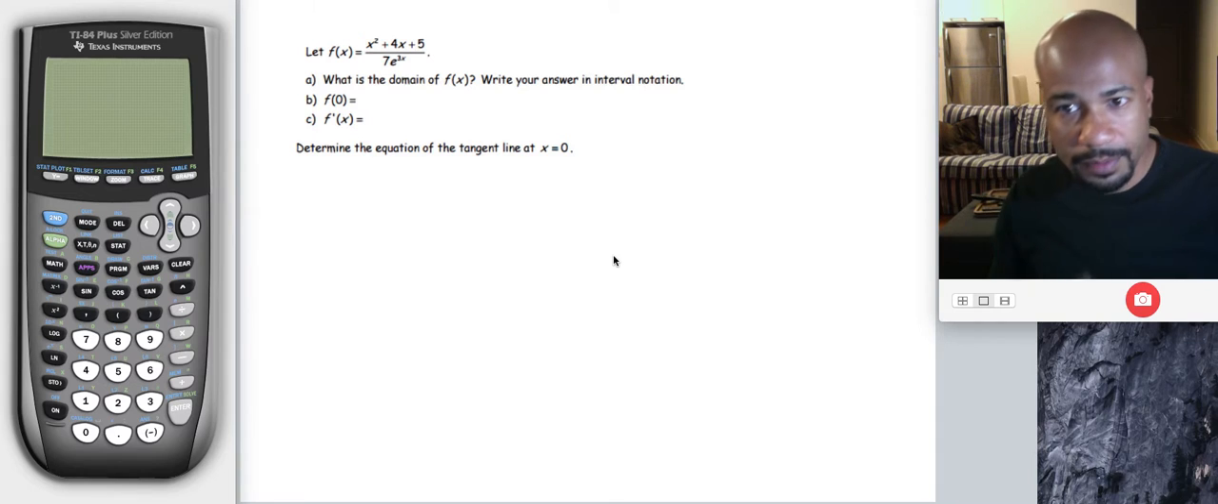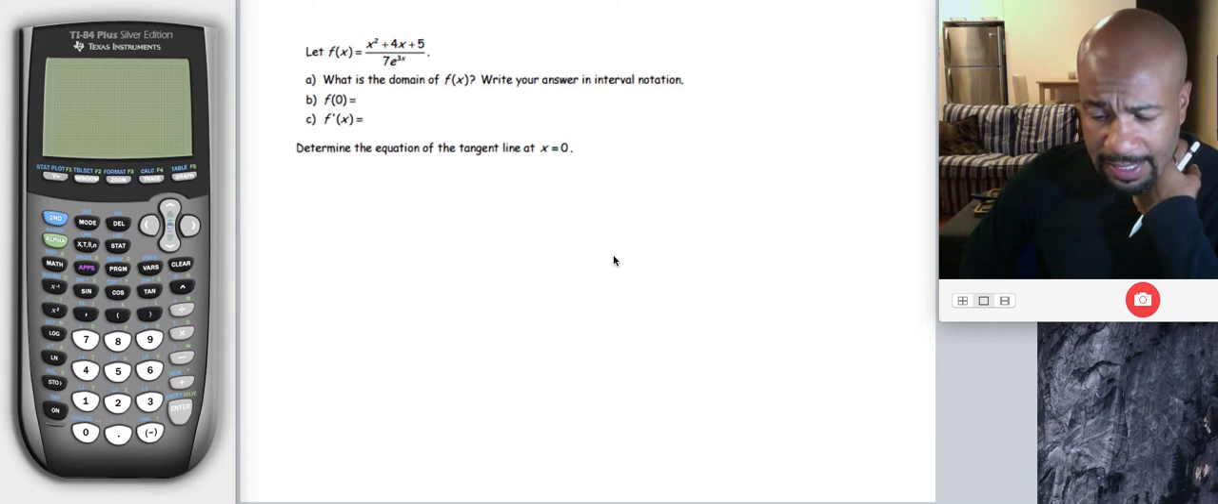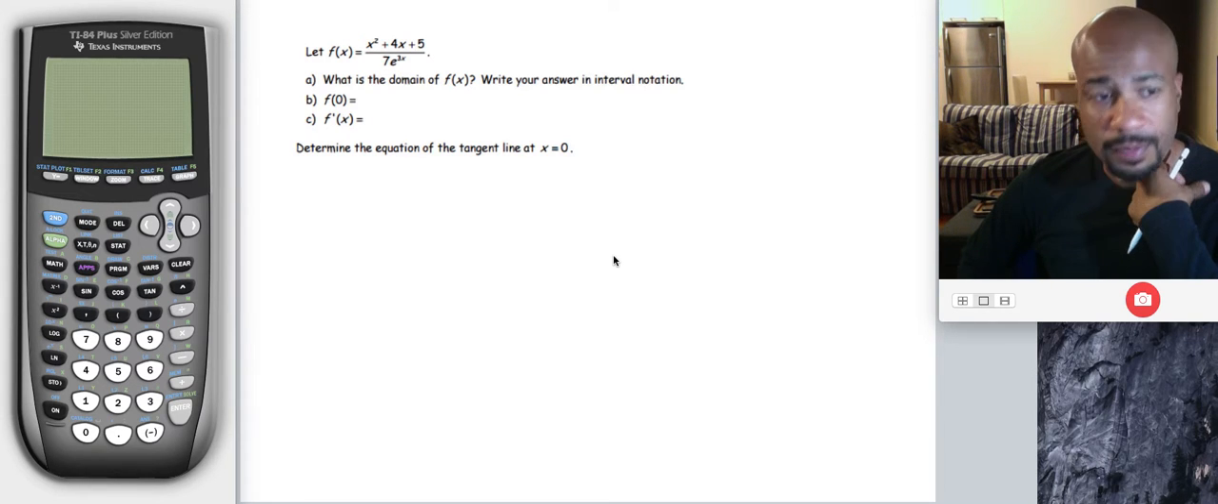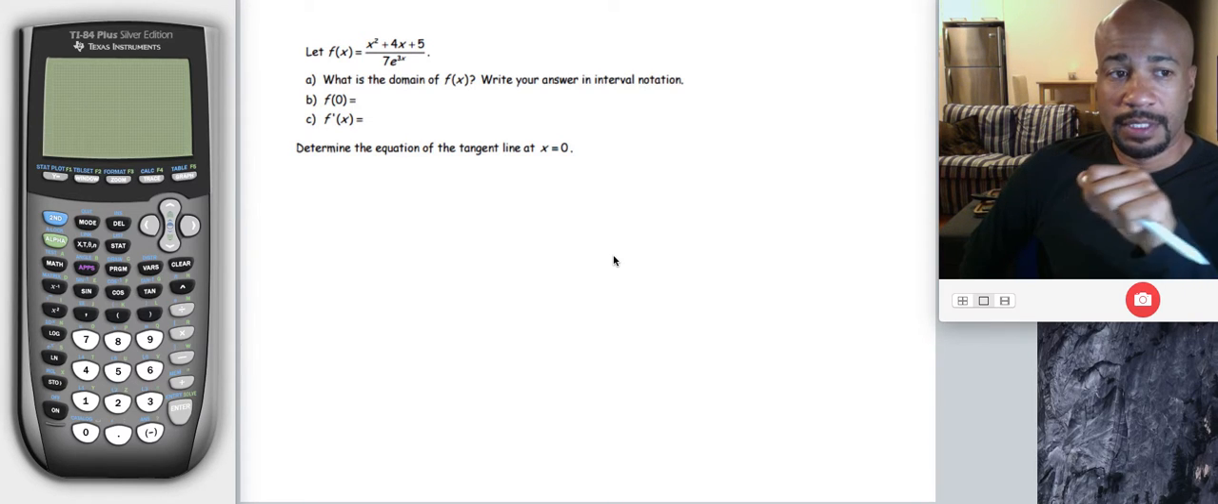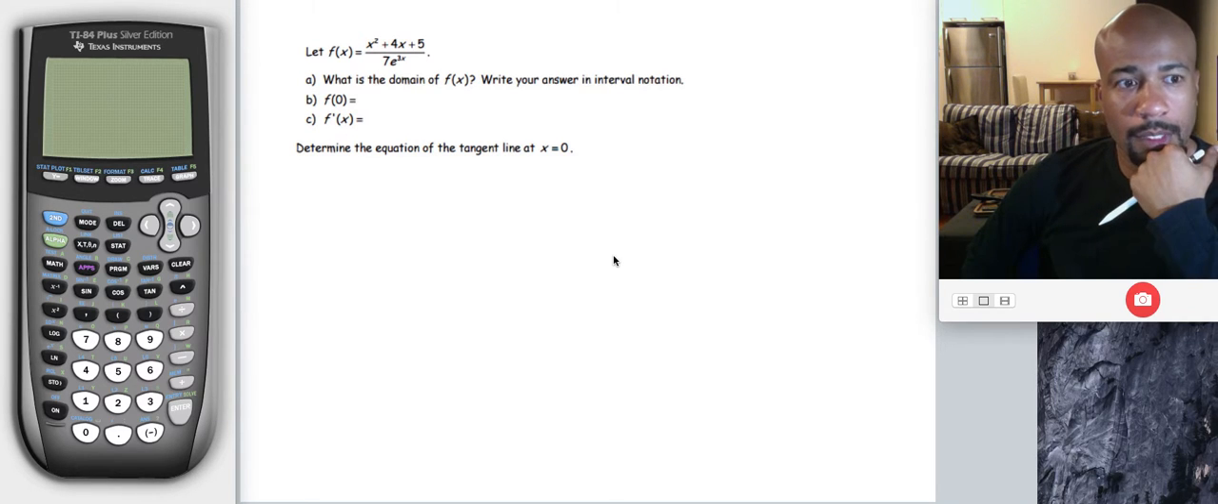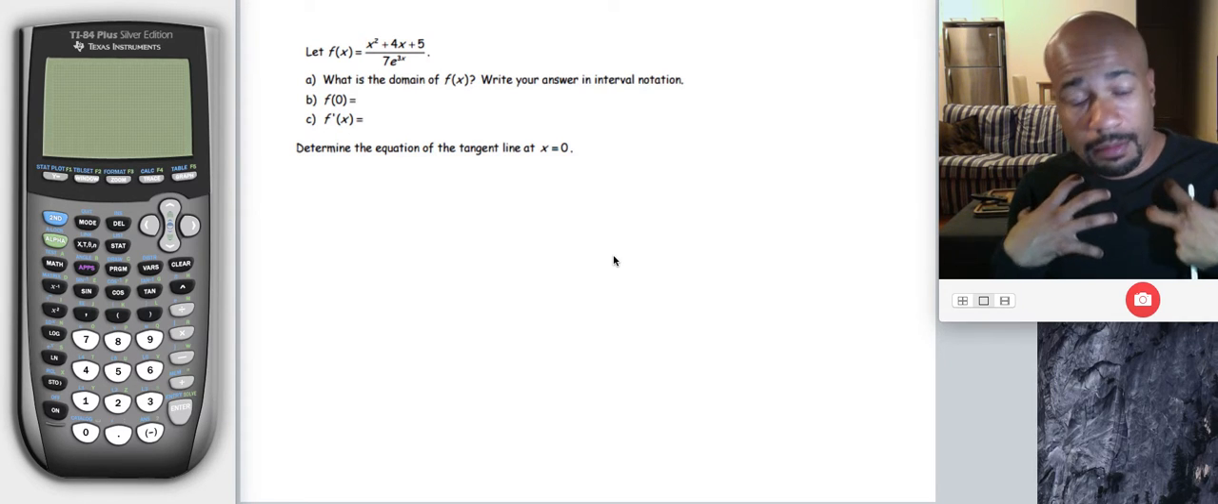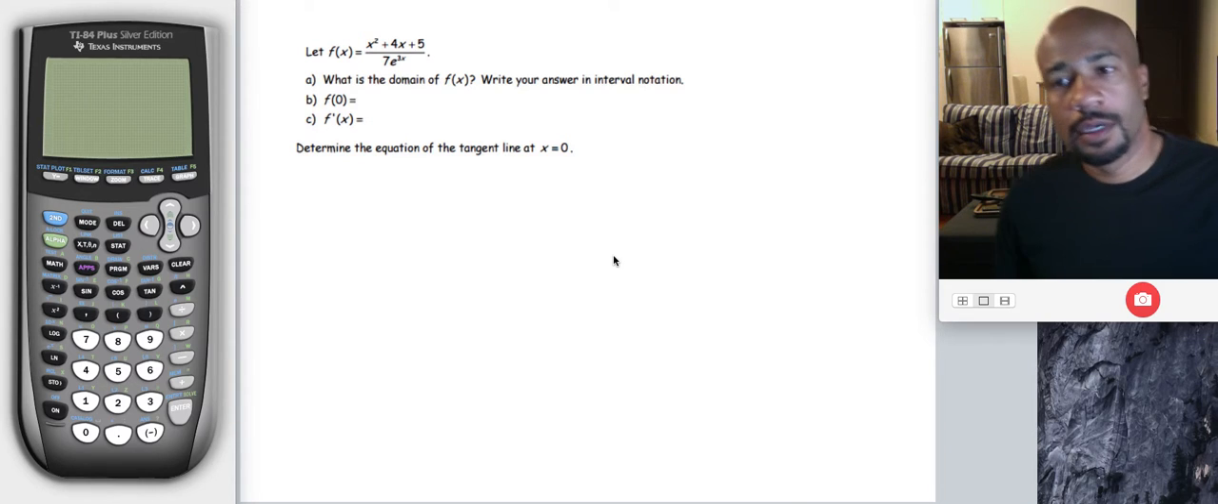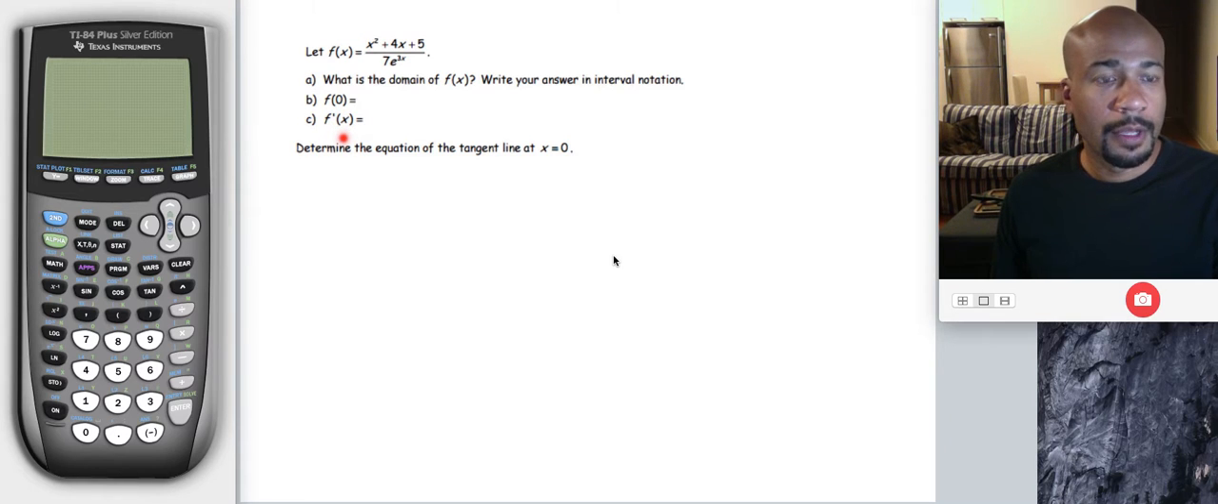The first one is given that f of x is equal to x squared plus 4x plus 5, all divided by 7 times e to the 3x. Looking at part C, I know that at some point we're going to have to take the derivative. But I prefer to do the product rule over the quotient rule.